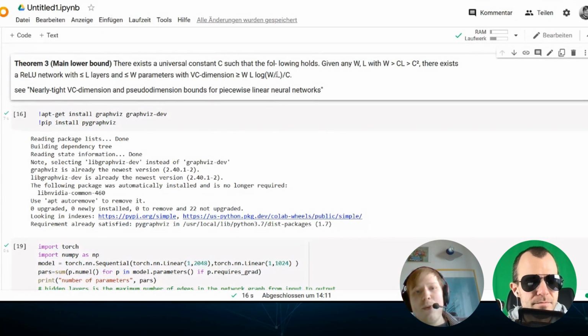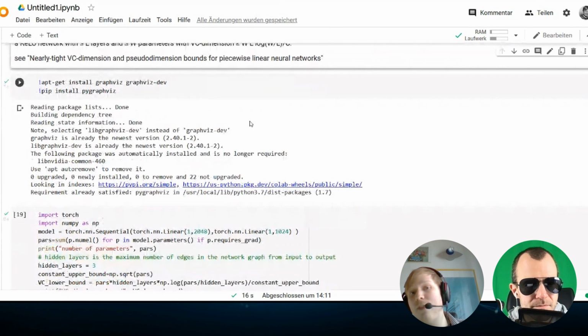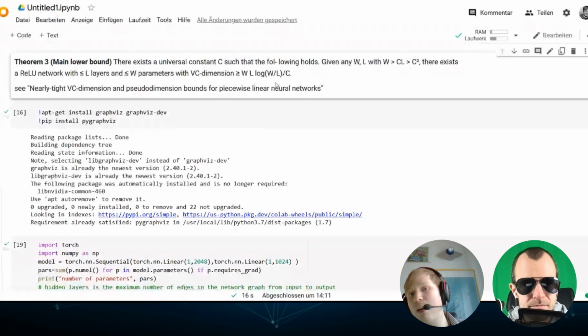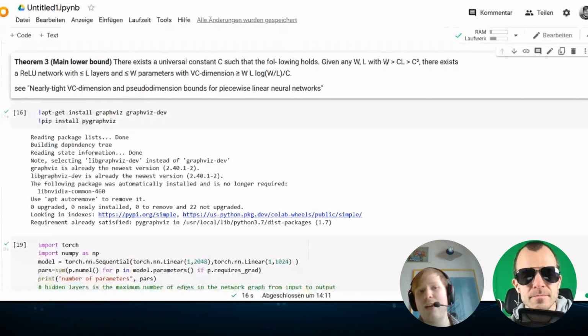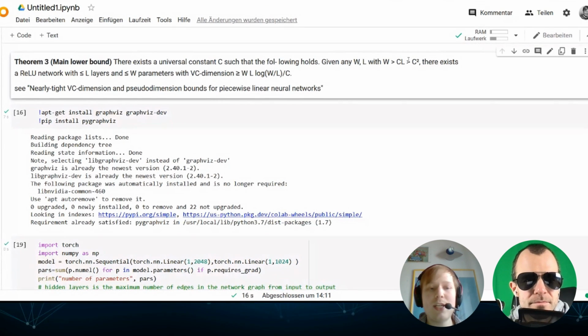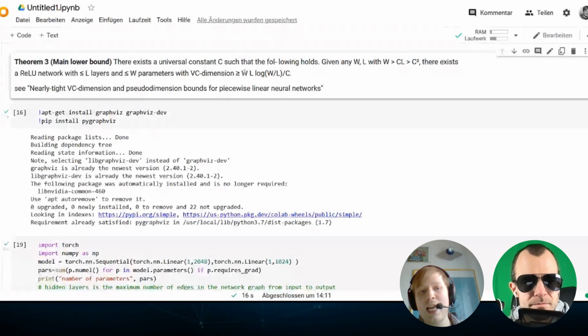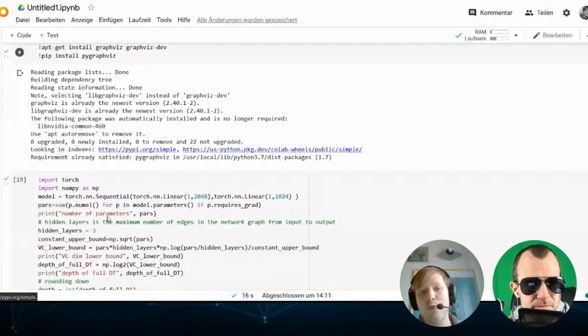So if we now take this absolute lower bound, what we can say is, because we divide by C here, we can just set C squared equal to the square root of W, because that's kind of the worst case scenario. It gives us the smallest bound. And we can try and run this. So I have here this very trivial neural network, which has one hidden layer.